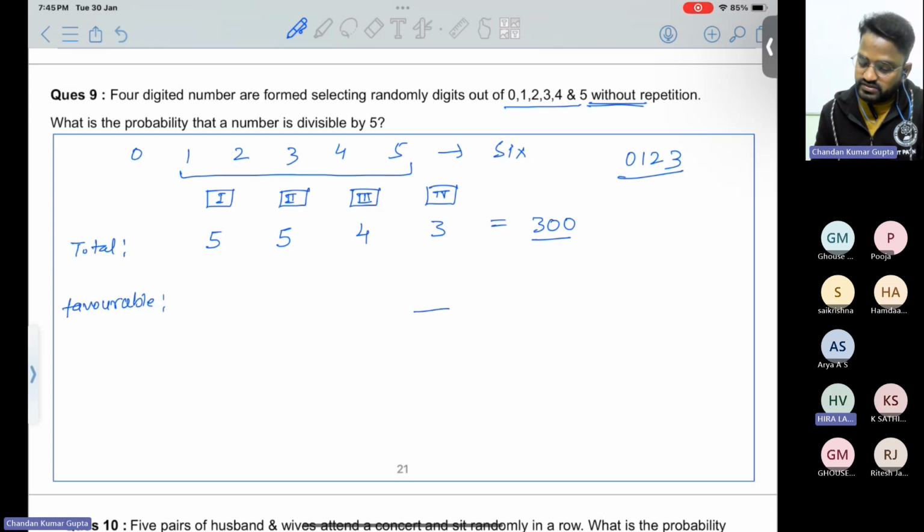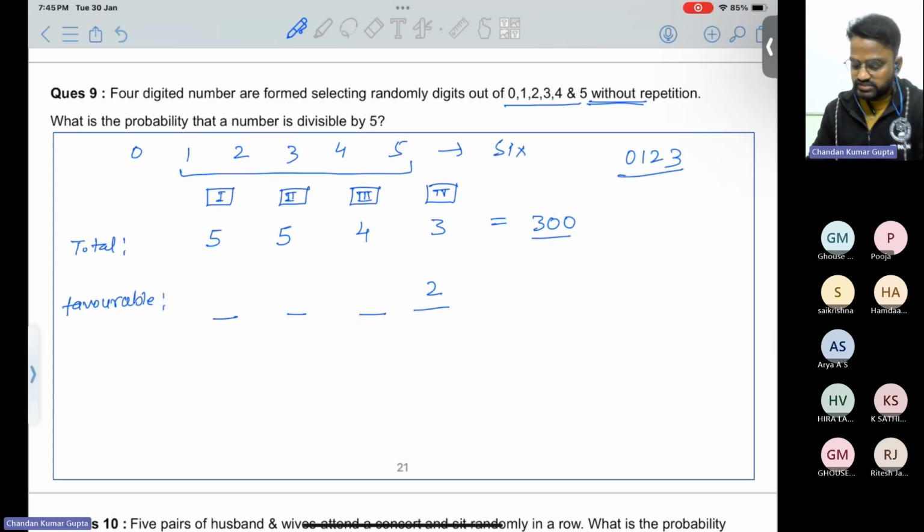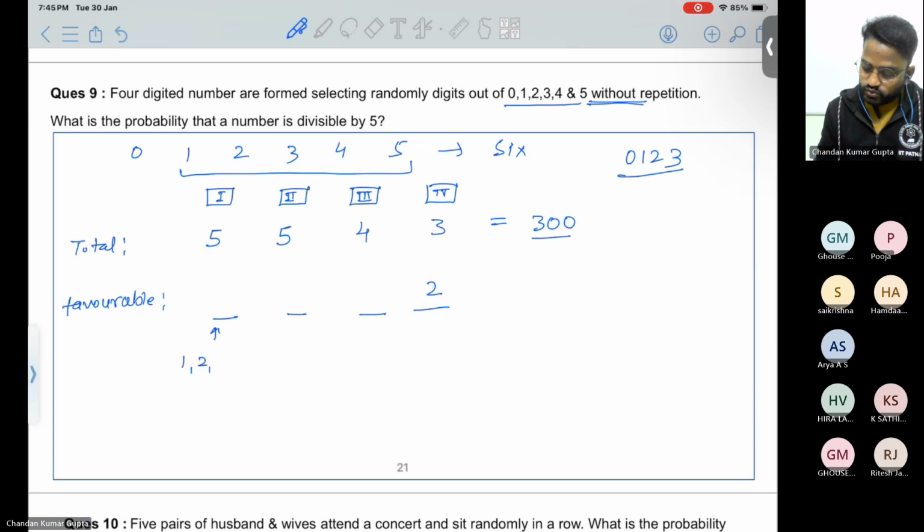How many numbers are there? 0 and 5. 2. Exactly. So there are only 2 possibilities for this. And what about these 3? Can anyone tell me? It's a simple logical, na? Just try. How many? Like for first, suppose for this place, we have 1, 2, 3, and 4. So 4.